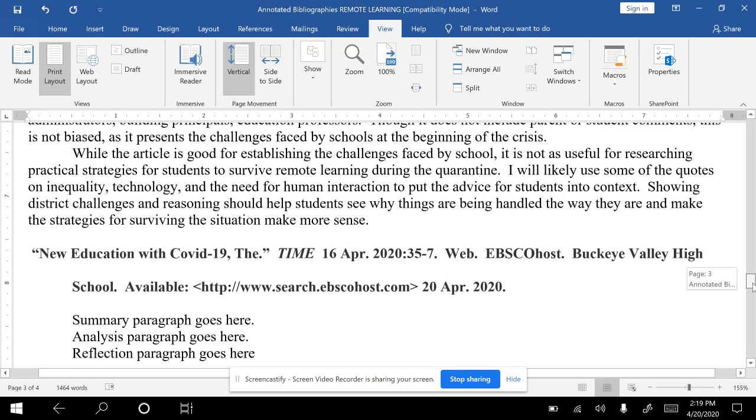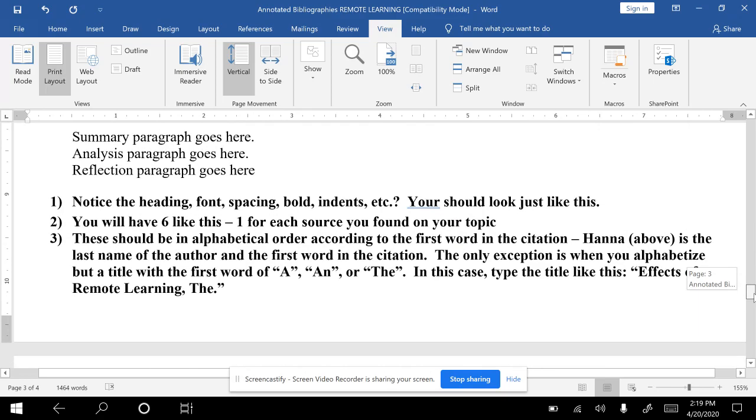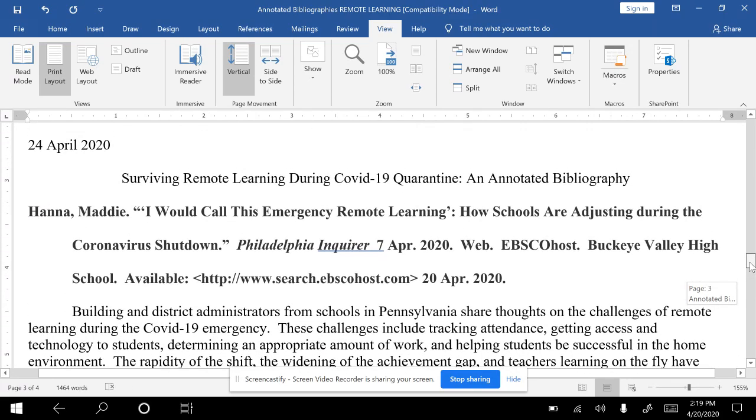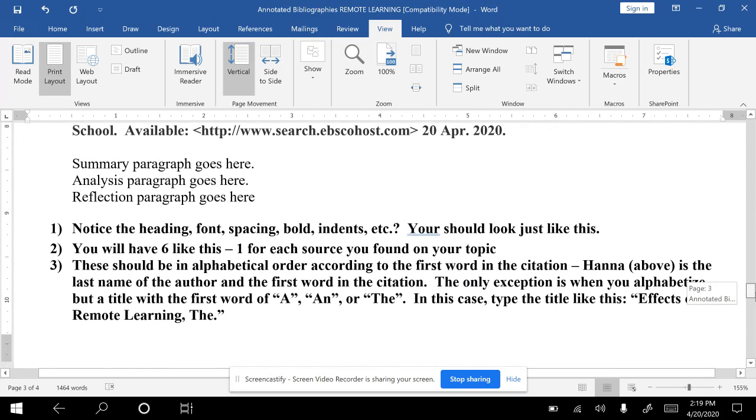All right. And then again, I just put a second one to show you what it would look like. Notice a couple of things. Pay attention to the font, the spacing, the bold, the indents. Yours should look just like this. Spacing, bold, indents, all that good stuff.